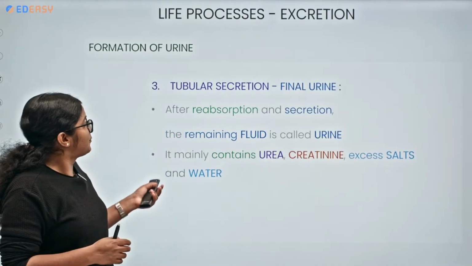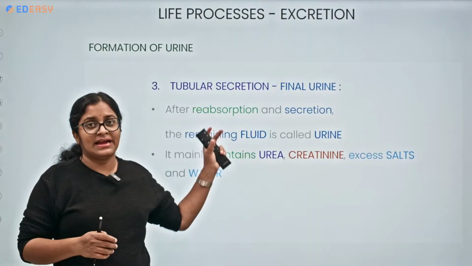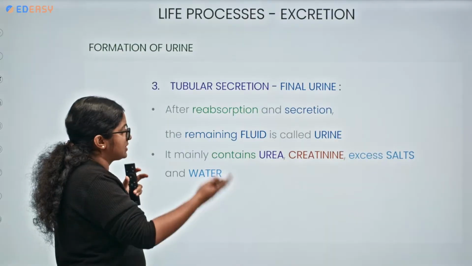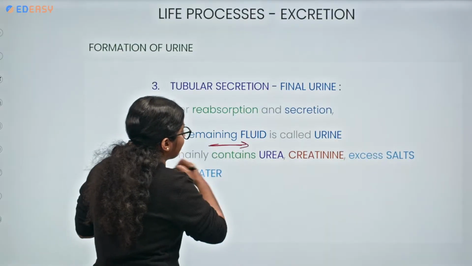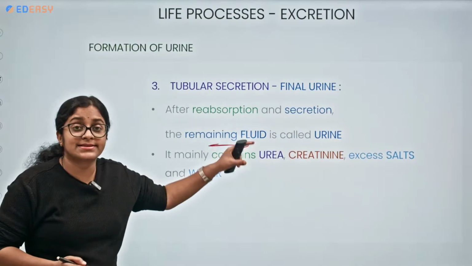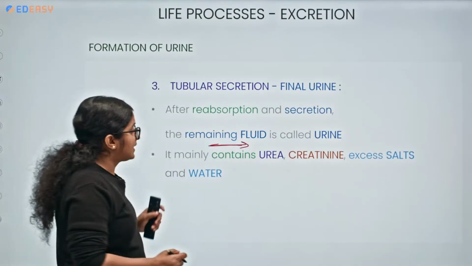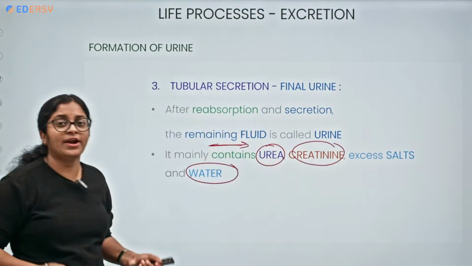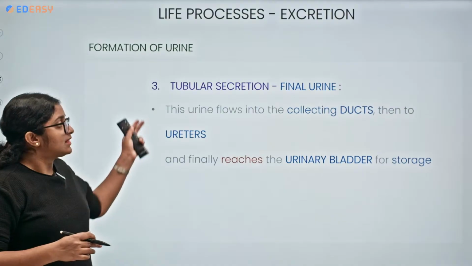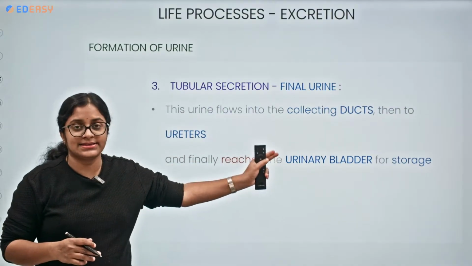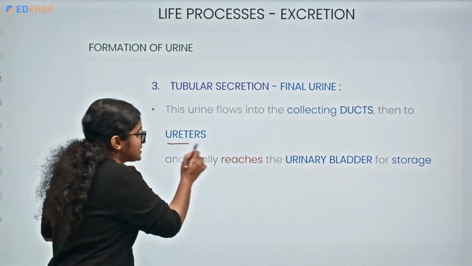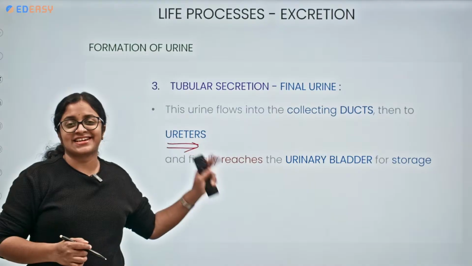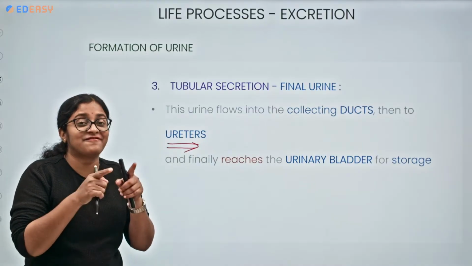Yes. So now moving on, in the tubular secretion part, the final urine will be formed after reabsorption and secretion. The remaining fluid, whatever we are getting, this liquid is called urine. So what does it contain? Urea, creatinine, some excess salt and even water. Now the urine flows into the collecting ducts and then to whom? To the region of the ureters. Finally, to whom is it reaching? Into a bag-like structure, that is the urinary bladder for storage.